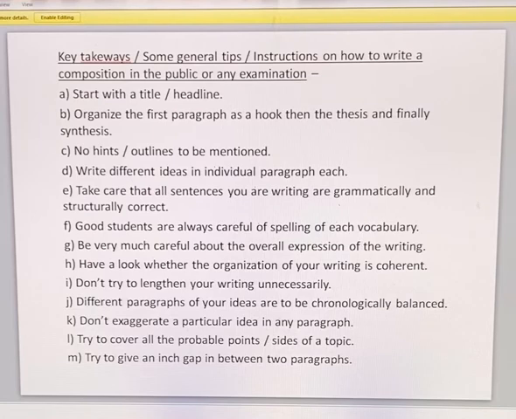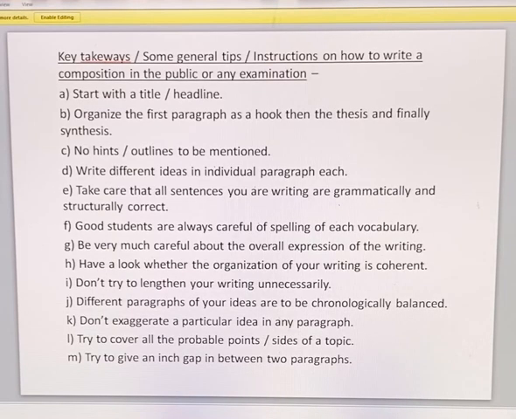Have a look whether the organization of your writing is coherent. There might be a coherent discussion. If you lose it, then the organization might not be correct. In those cases, you may write down so many things, but you won't get good marks.